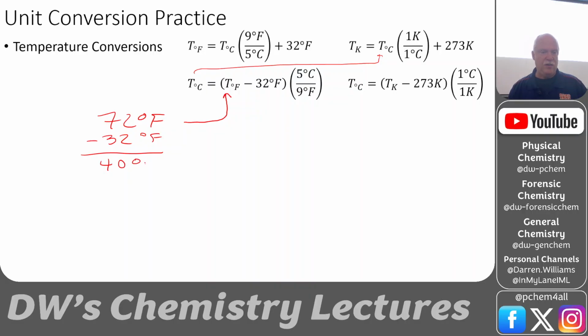So it's 40 degrees Fahrenheit higher than freezing. Okay, let me make that little zero smaller so it doesn't look like a zero. Okay, and so we've done this first step, and then we're going to multiply by 5 degrees Celsius over 9 degrees Fahrenheit.